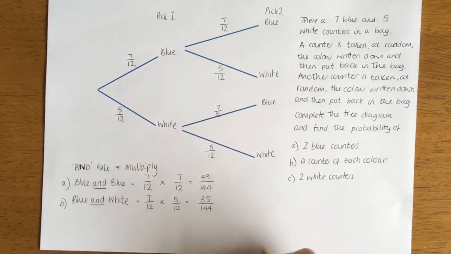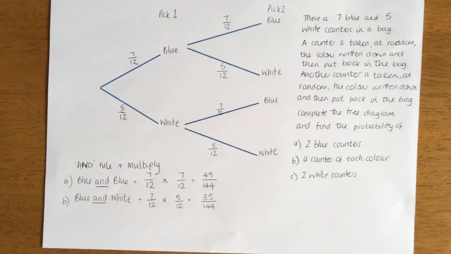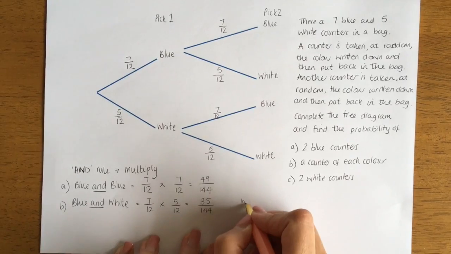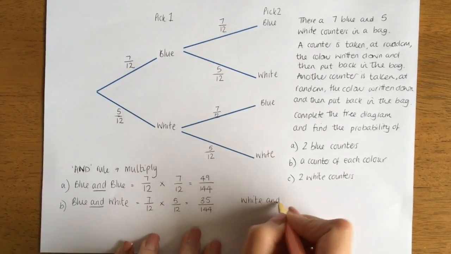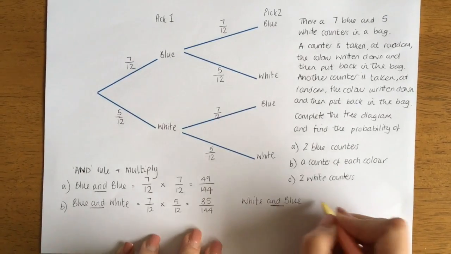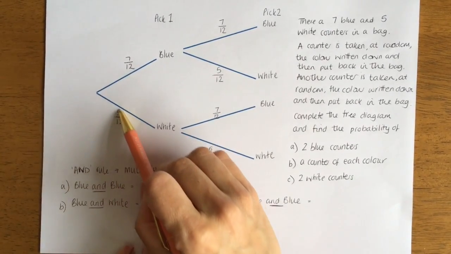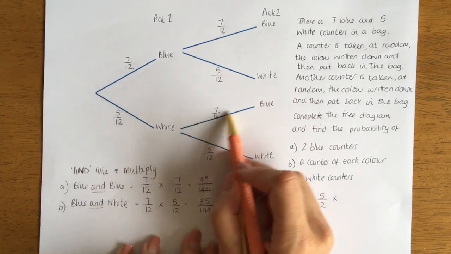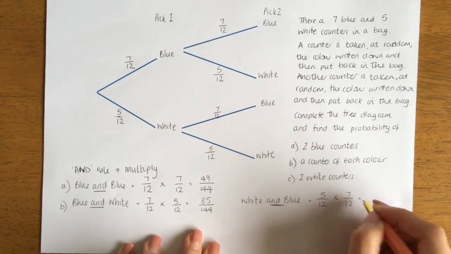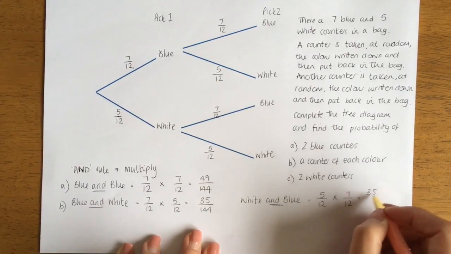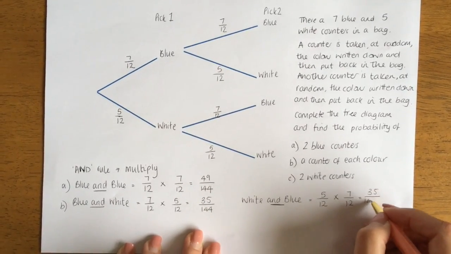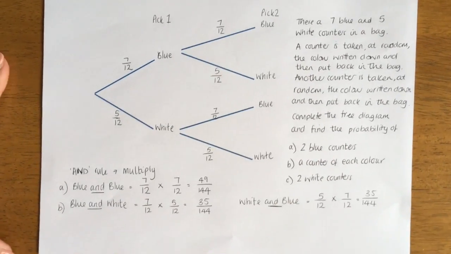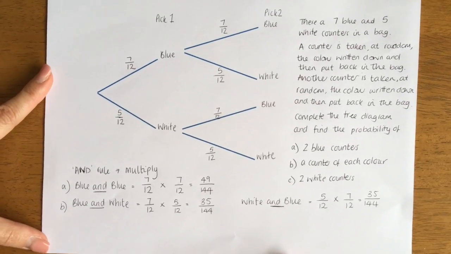Now, I could have gone a different route to get a counter of each colour, couldn't I? I could have gone white, then blue. So let's just check it. White and blue. If I follow the white path, which is going this way, it's 5 over 12, I multiply, and then it's a blue, so it's 7 over 12. 5 times 7 is 35. 12 times 12 is 144. So they are identical. I don't want you to do anything else with them. I just want you to write them down. Just like this will be absolutely fine.